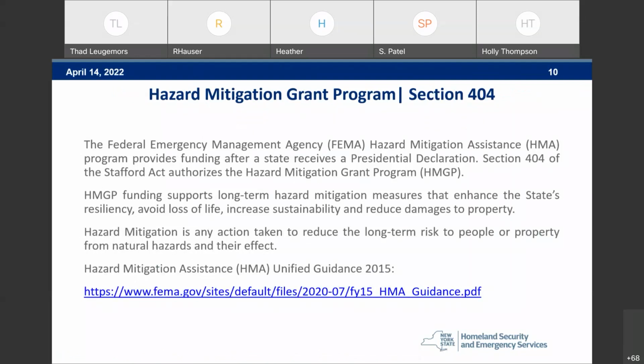And just for your reference, this is what triggers the HMGP. So Section 404 of the Stafford Act. After a disaster, the President can set aside up to 15% of the anticipated disaster damage amount for hazard mitigation. In this case, they set aside 4%. But if you're ever interested, that's where it comes from. But most importantly, at the bottom, you have the link to the FEMA guidance. That's the Bible, as we refer to it, the HMA 2015, which is the governing policy for this grant. Next slide, please.